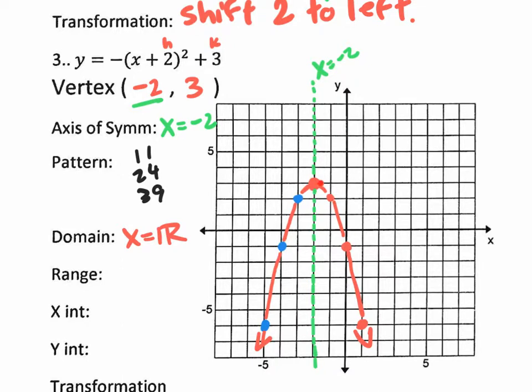So what's the range of this guy? What's the range? y is less than or equal to what? 3. Perfect. Okay, now right here on the x-intercepts, this is weird. It doesn't cross the x-axis at nice locations. So just give me an estimate. Let's do this. Put a squiggly line.